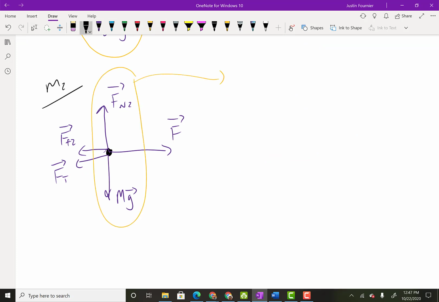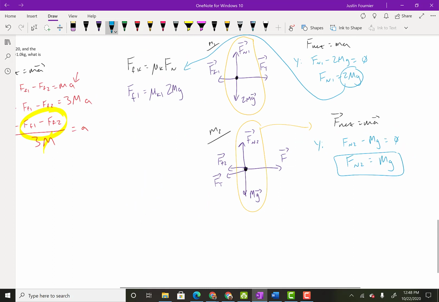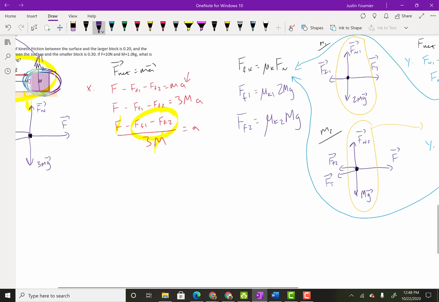But once again, all I care about is what's happening in the vertical direction. So again, I'm going to do F net equals ma, and this is all in the vertical direction. So it's going to be Fn2 minus mg equals, again, the acceleration is going to be 0. So Fn2 is going to equal mg like that. And now I'm going to take this and plug it in. Boom, that's going to go in there. And so for Ff2, it's going to be mu k2 multiplied by capital Mg.